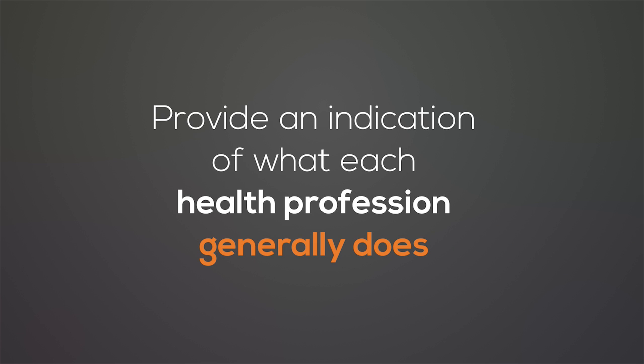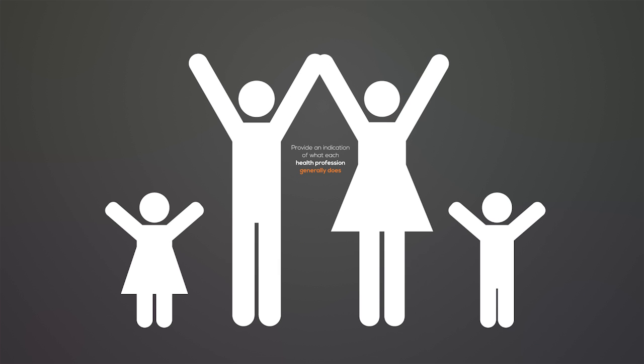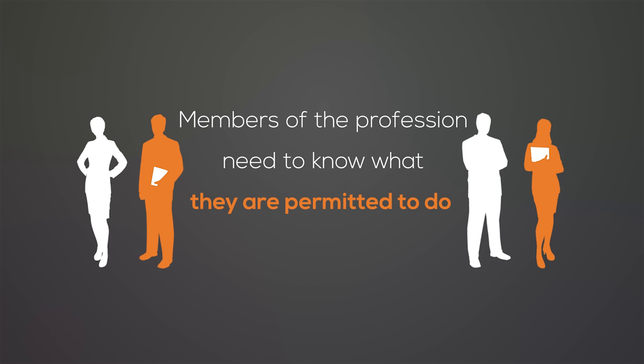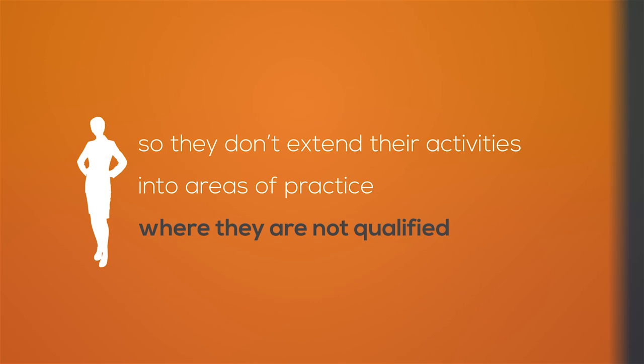The first is to provide the public, the professions, and other health professionals with an indication of what each health professional generally does. Members of the public need to know what each profession does to be able to choose the appropriate professional when they're looking for health care. Members of the profession need to know what they're permitted to do so they don't extend their activities into areas of practice where they're not qualified. Members of other professions need to know what other professions can do to understand their relationship with the profession in order to work collaboratively.